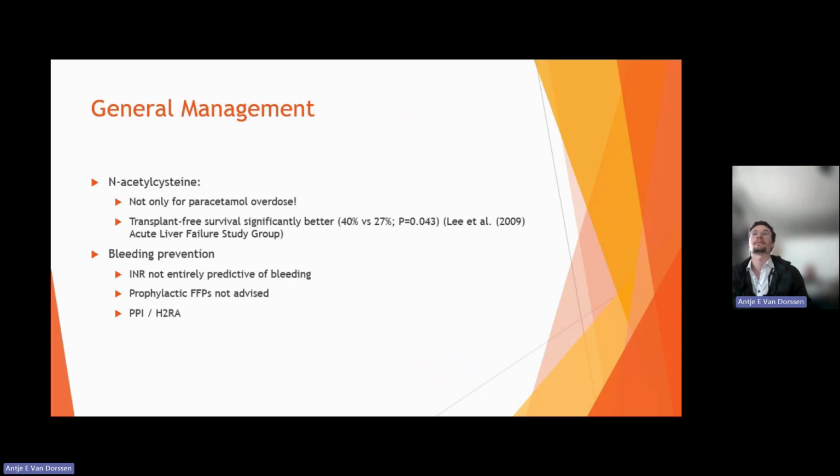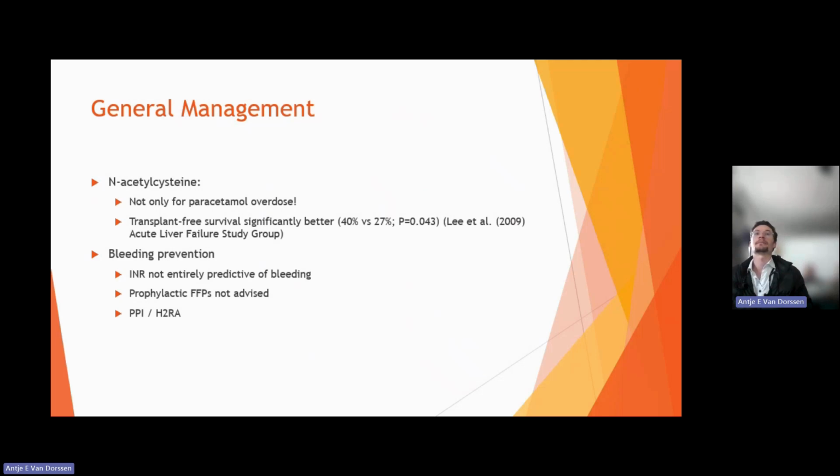with the understanding that you're going to be giving it to an acutely unwell patient. They may or may not be fluid overloaded, and N-acetylcysteine usually requires a lot of fluid. And then also in our context, it's not a cheap drug. So just to think about these things as well.